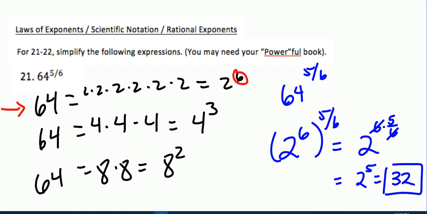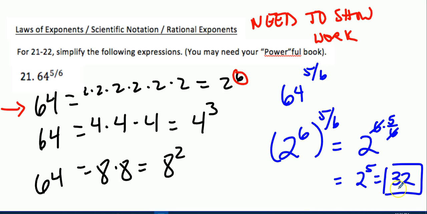You will need to show work for this. And this is the kind of work that you would need to show. If you just typed this into a calculator and wrote down the answer as 32 and didn't show any work, you get 1 point for the correct answer, but you would miss any opportunity to get points for the work.